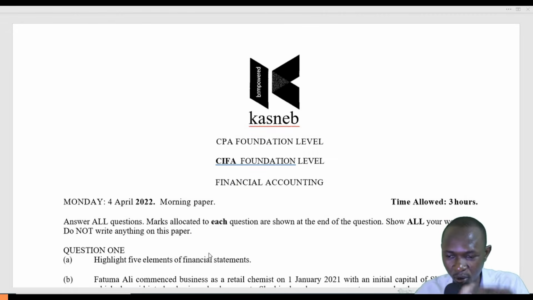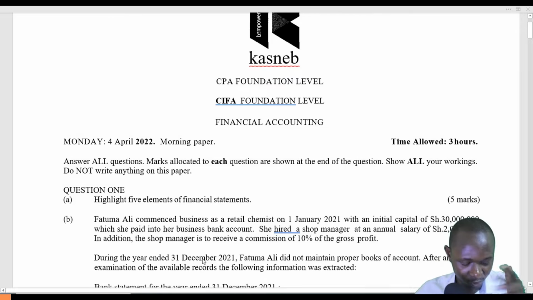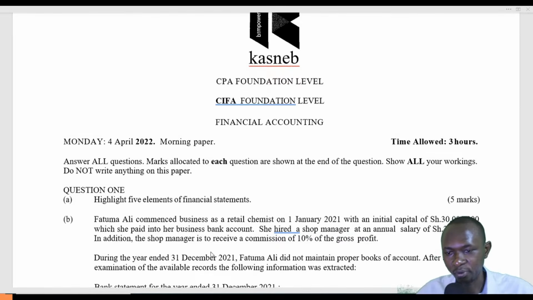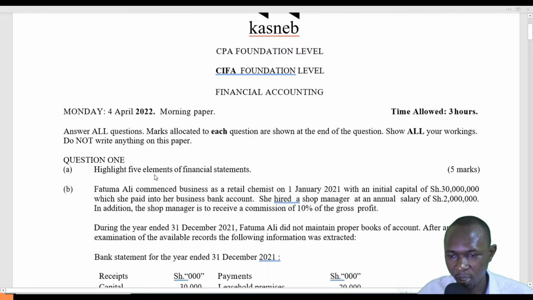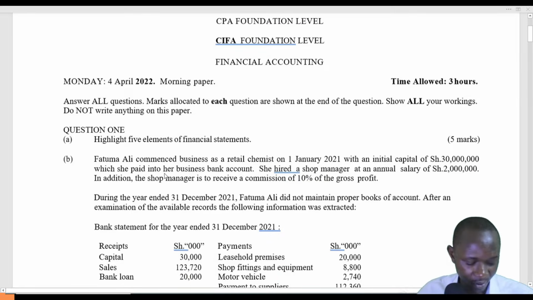So we'll be tackling the whole of this paper, but we'll go step by step. So we'll start with question 1 and then move to the rest as time goes by. Okay, so 4th April 2022 paper, question 1. Highlight 5 elements of financial statements.